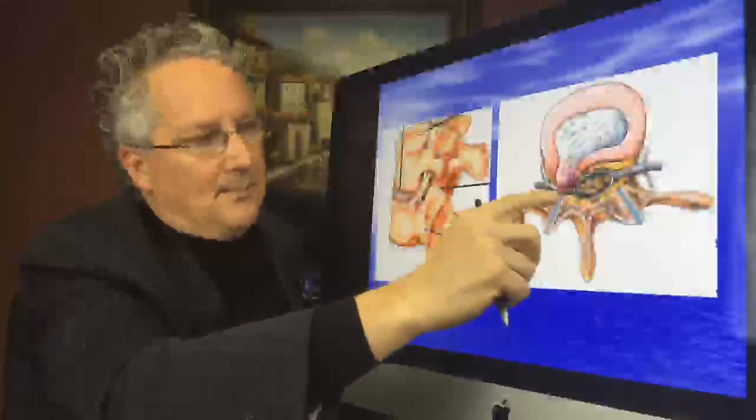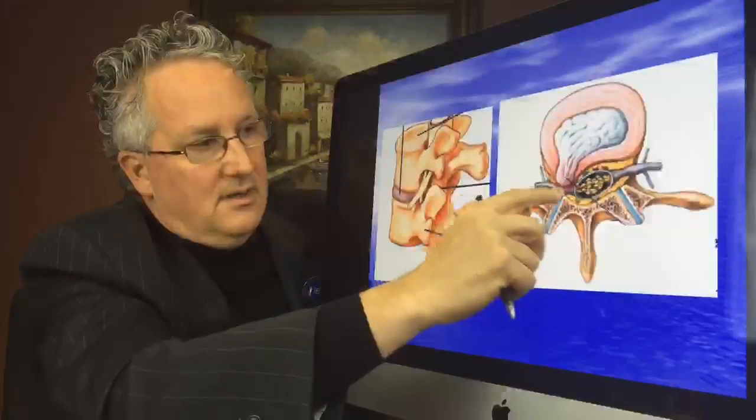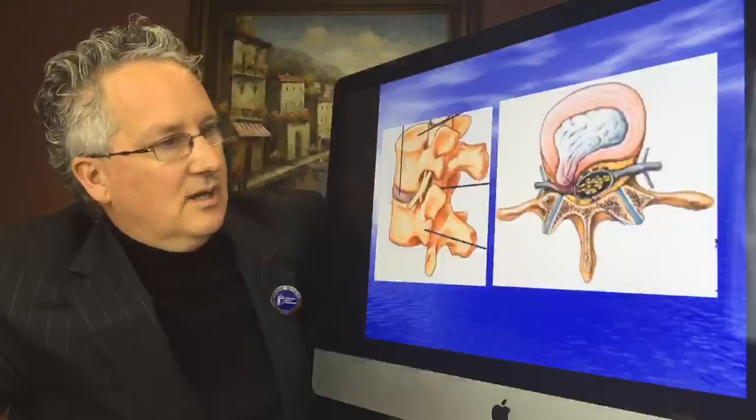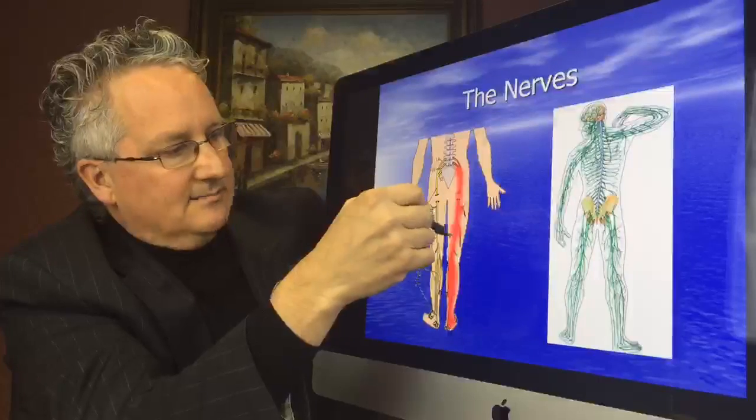But also what happens is you're going to start to get pinching of that sciatic nerve, which can be very painful. It's this area right here. The nucleus is pushed out into that area. That's what it looks like, okay? And as it pushes out, you're going to get that pain that goes all the way down the leg.